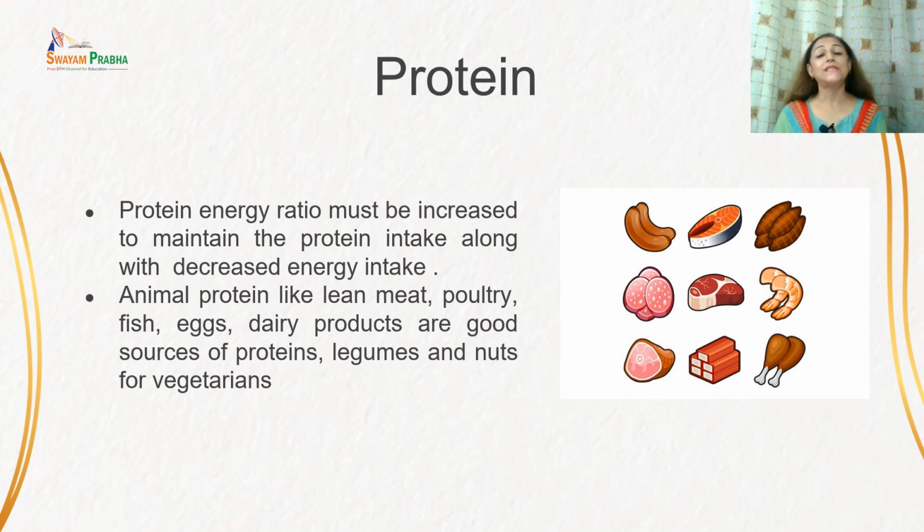This can be taken care of with the help of including animal protein like lean meat, poultry, fish, eggs, or dairy products. They are good sources of protein. And similarly, if the person is a vegetarian, he can consume a good amount of milk, and along with that he can take a good proportion of legumes and nuts to include good quality protein in the diet.